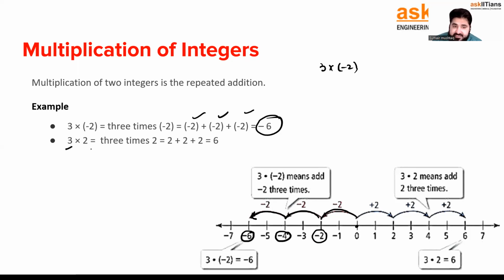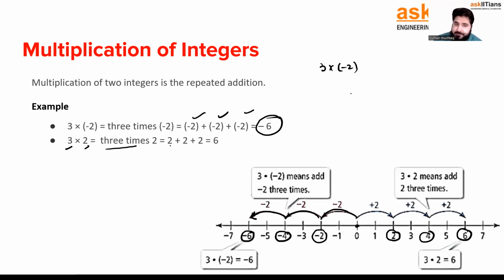Listen here. This is 3 multiplied by 2, that is 3 times 2. Since this is positive, it will be on the right hand side. Starting from here, first it's 2. Again add 2, it will be 4. Again add 2, it will be 6. Got it? So this is the difference between the multiplications.